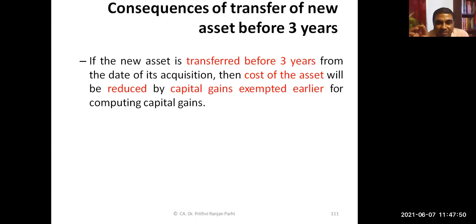But here again, the additional condition is that the new asset, that means the new land and building where the industrial undertaking is started now, should not be transferred before 3 years from the date of acquisition. If it is transferred, then the cost of the asset will be reduced by the capital gain exempted earlier. When the new asset is transferred, for calculating the cost of the new asset, the capital gain which was exempted earlier shall be reduced.